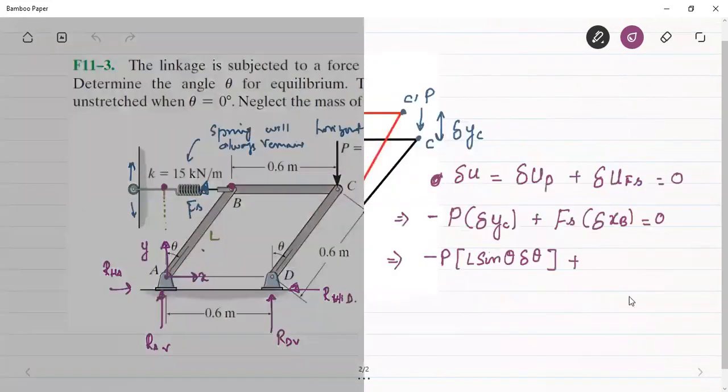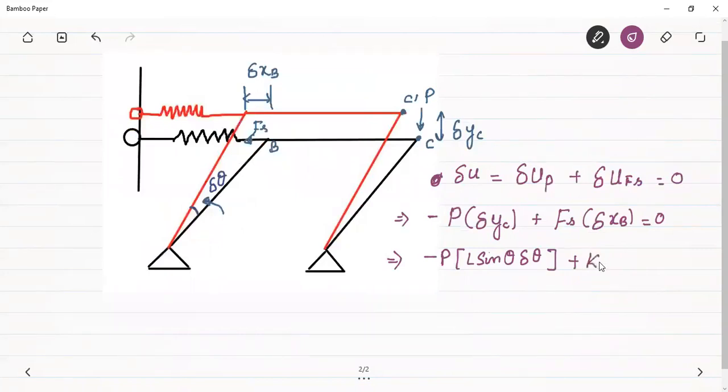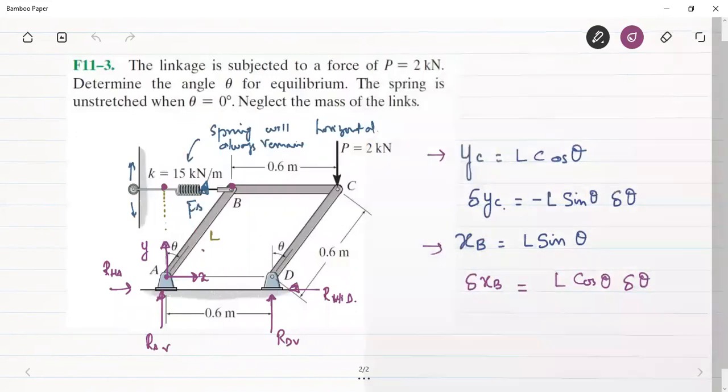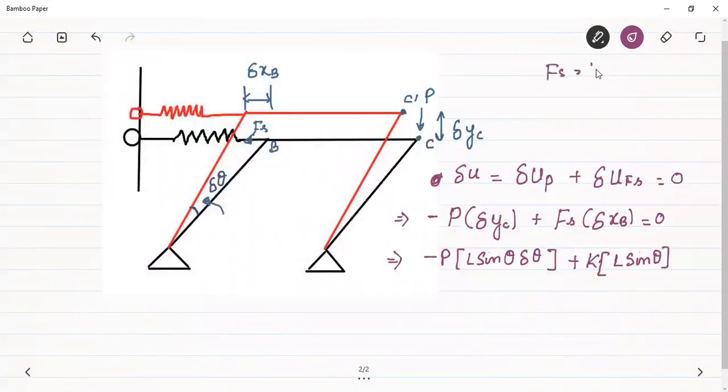Okay, so we can say that this is kx, and the extension in the spring is equal to, it was equal to what? L sine theta. And what was the differential displacement in this delta xb? It was L cos theta delta theta. So we can write that as spring force is equal to kx, that will also be equal to extension in the spring, that is equal to k L sine theta. So this differential displacement is what? L.